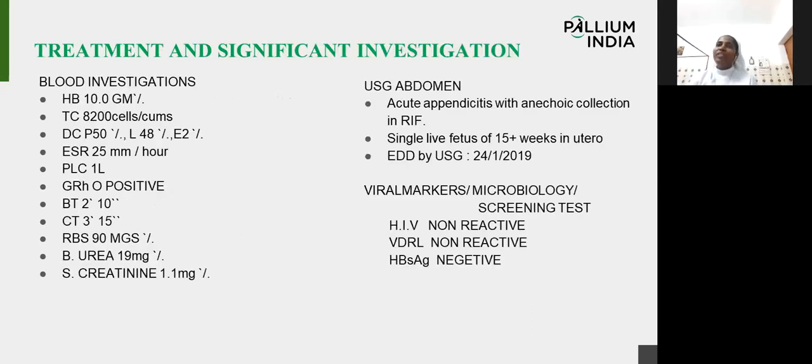Her investigations were done: Hb 10, and all other blood investigations were within normal limits. Ultrasound showed acute appendicitis with an anechoic collection in the right iliac fossa. All screening tests were within normal limits. Next.